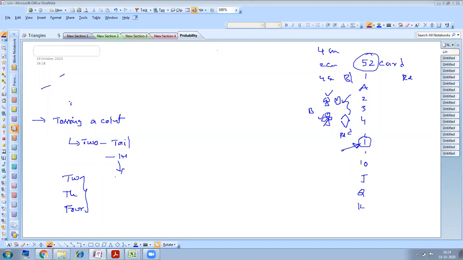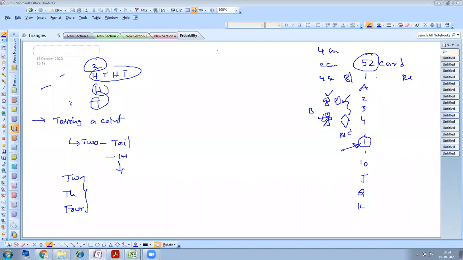You can ask, what is the chance of getting continuous 2 heads? What is the chance of getting head tail? What is the chance of getting all heads? What is the chance of getting all tails? So these are called particular events in that experiment.